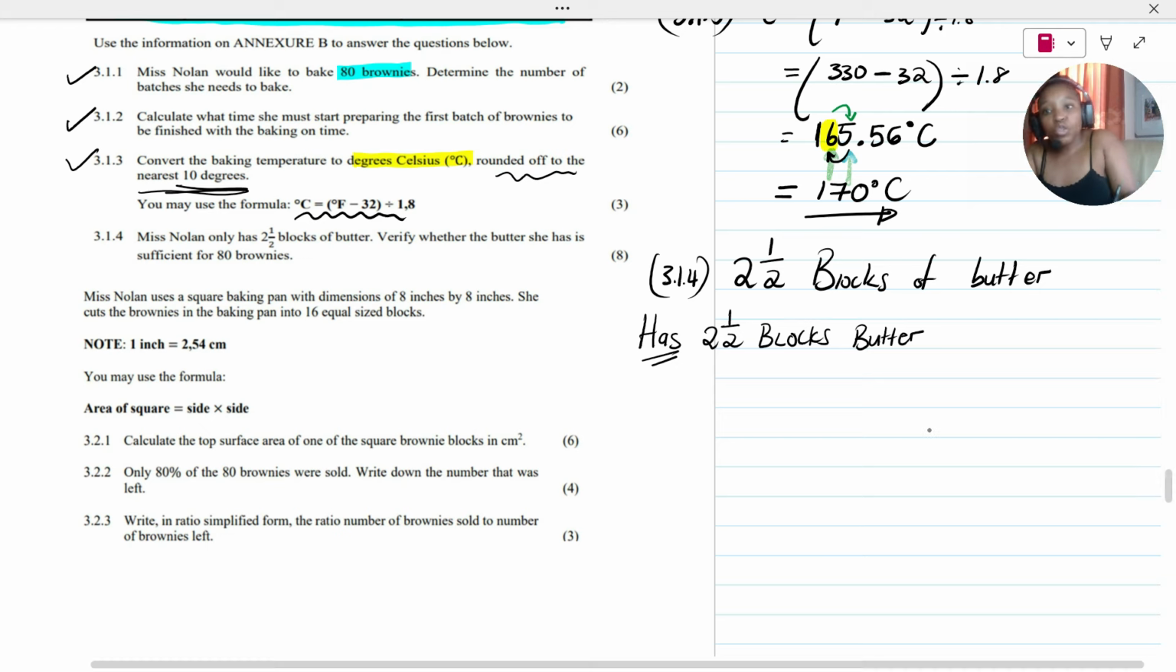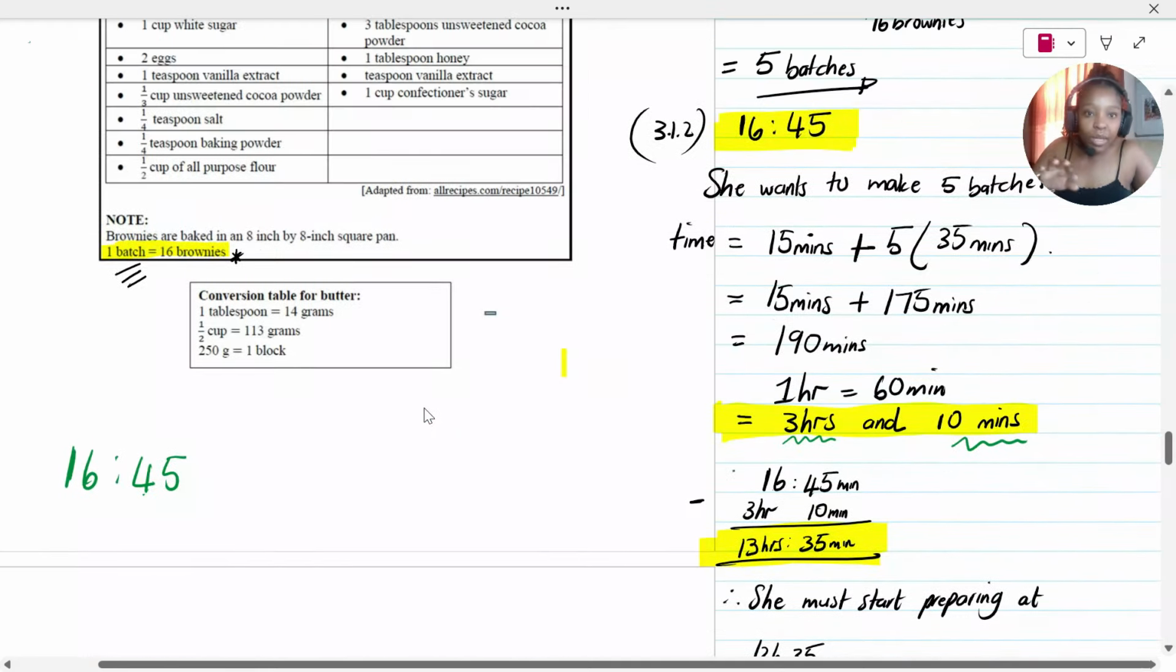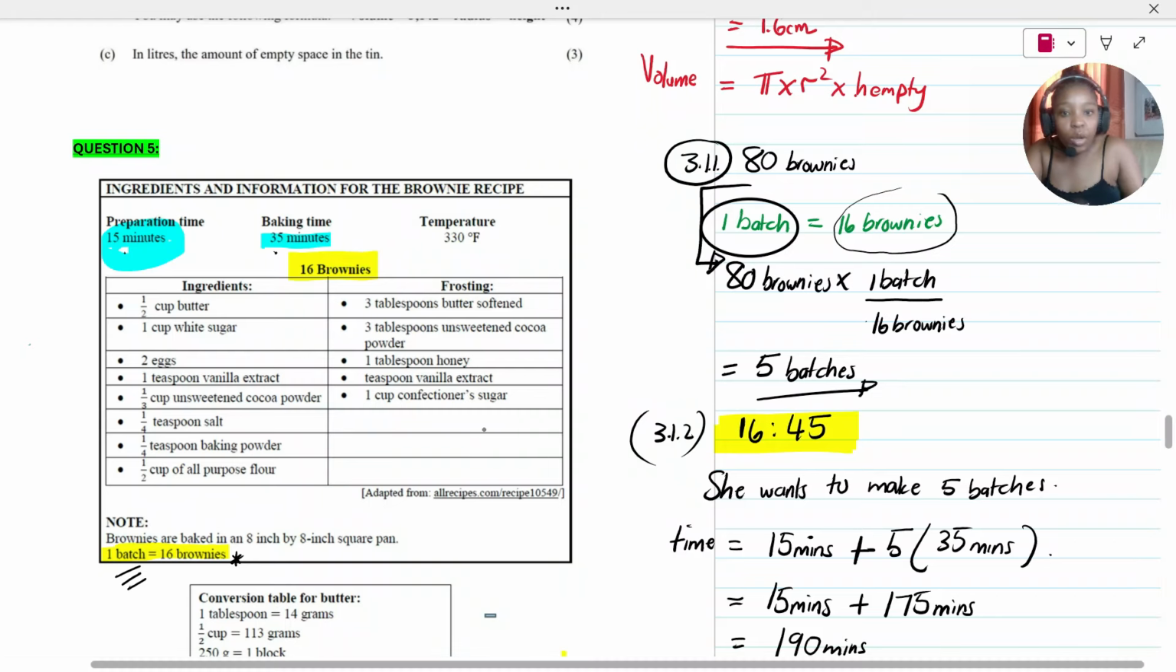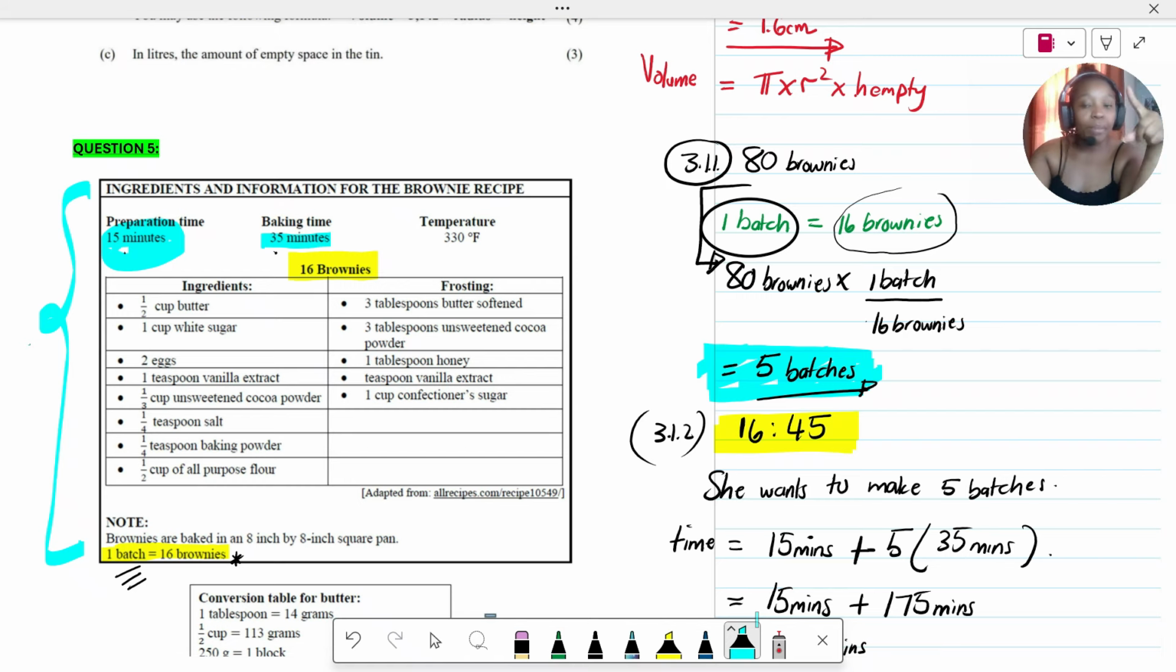So now we need to take note of the following things. Obviously, she wants to make 80 brownies. We looked at this at the top and found that we actually need to make 5 batches. And the ingredients given to us here are for 1 batch. So whatever is given on this ingredient table that talks about butter needs to be multiplied by 5, because we're not making 1 batch, but 5.